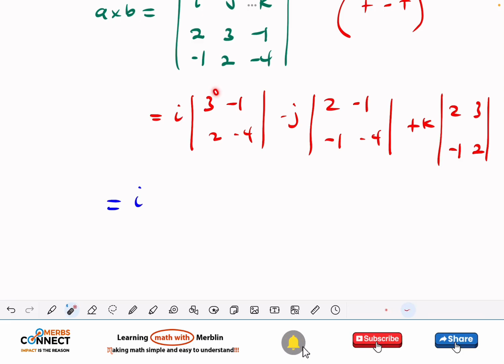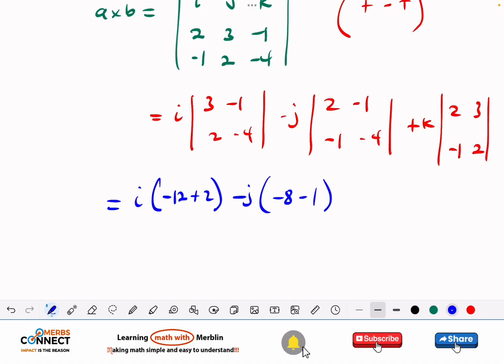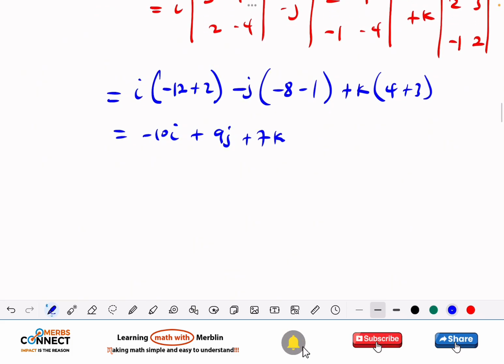Now let's do the multiplication. By this time you should be very good with these things. So this is going to be -12 plus 2, right? Minus j, this is going to be -8 minus 1, plus k, and this is going to be 4 plus 3. So this is -10i, plus 9j, and we have 7k. So this is A cross B.